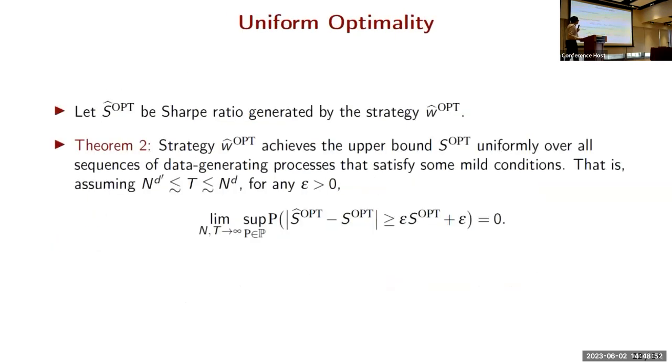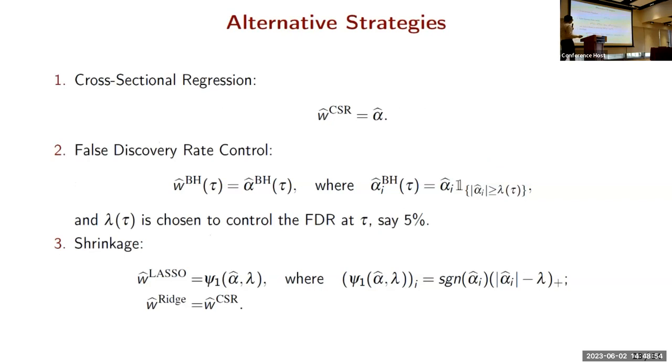All right, so now let's talk about alternative strategies. The first strategy is cross-sectional regression, alpha hat, the one that we started with, the one we used in the toy model. This is actually the most popular strategy among practitioners. They run a cross-sectional regression, find some estimate of alpha and directly use it for the portfolio.